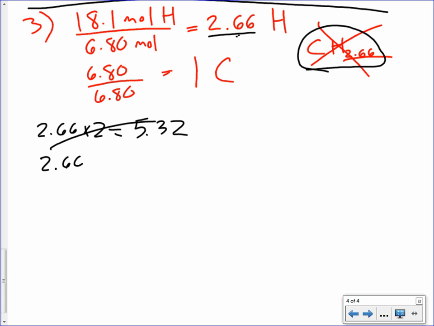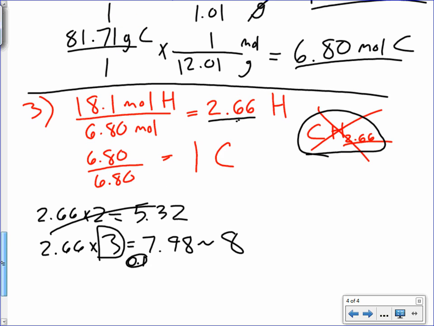So let's try 2.66 times 3. You can put that in your calculator. That's going to give you 7.98. Now, like I told you guys earlier, I think I mentioned this, if it's within 0.1, then you round to a whole number. So that's really, really close to 8. Okay? So, what we do now, this is going to be our multiplying factor there.